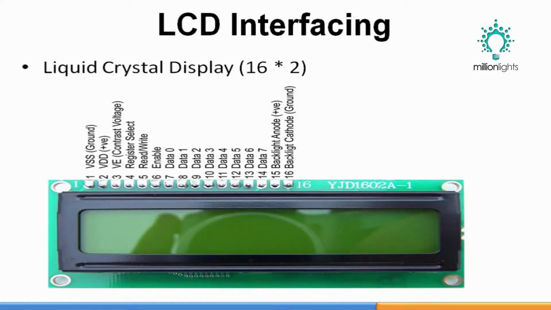Now pin number 4. Pin number 4 is register select. Now this pin is important because what are we going to do? We are going to send ASCII codes to the LCD and tell it to display them. It will display it perfectly alright, but at what location do we have to display? That is the first location, second location, first row, second row. That is what we have to say.